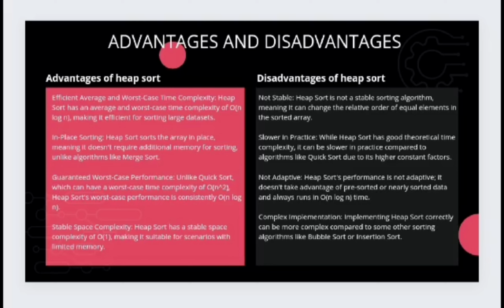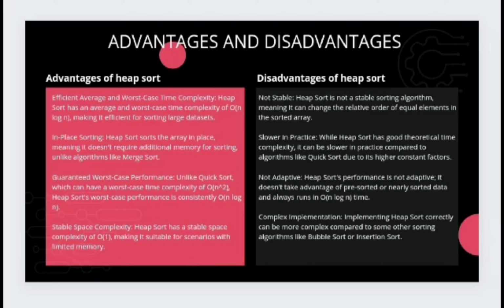Guaranteed worst-case performance. Unlike quicksort, which can have a worst-case time complexity of O(n^2), heap sort's worst-case performance is consistently O(n log n).